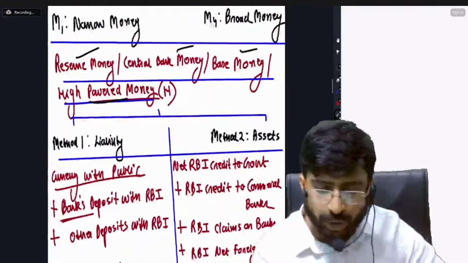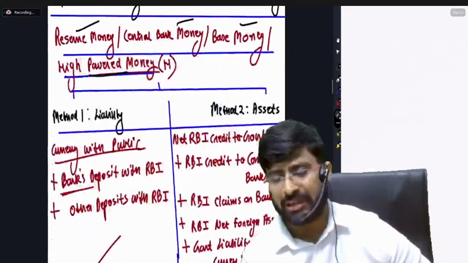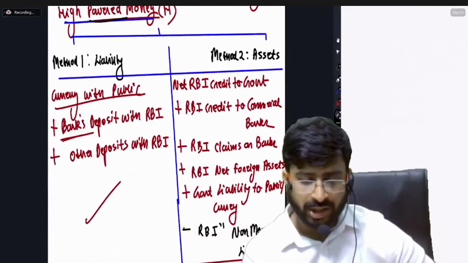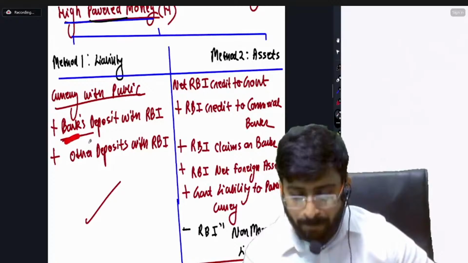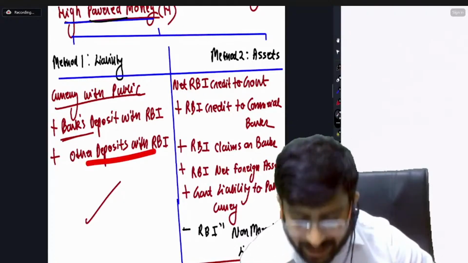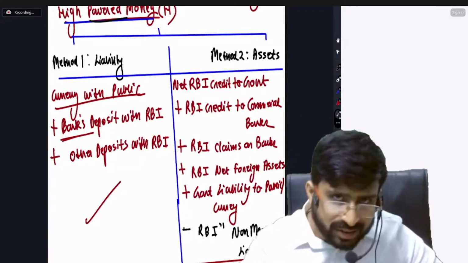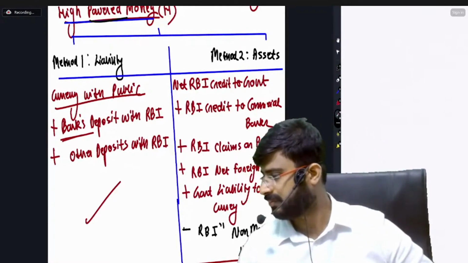There are two ways to compute high powered money. High powered money is also called reserve money, central bank money, and monetary base or the base money. It includes currency with public, bankers' deposits with RBI, and other deposits with RBI. Is that clear, everybody?